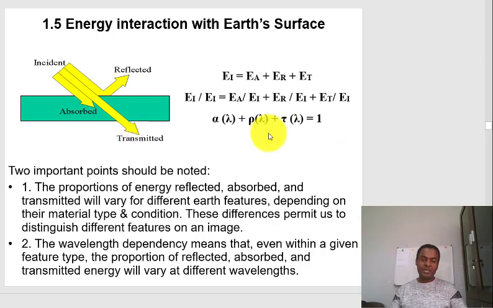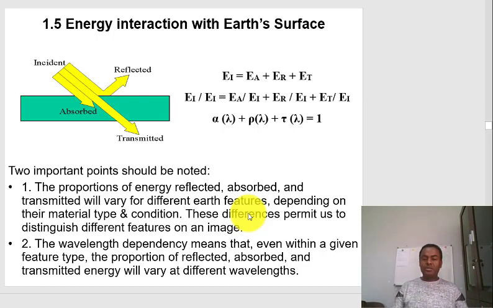But in remote sensing, it is very important to pinpoint two most important points. One, the proportion of energy reflected, absorbed and transmitted will tell you the nature of the material type, the nature of the object, okay? This difference permits us to distinguish different features on an image. The proportion of energy reflected, absorbed, transmitted will tell you the material type. So this will allow us to distinguish the type of the material on a satellite image, okay?